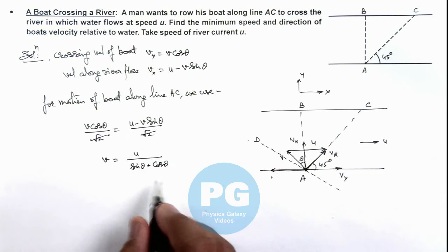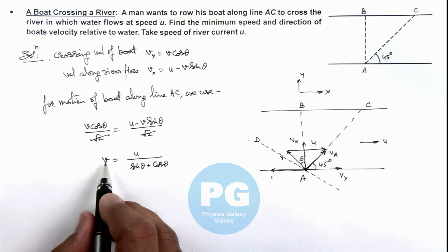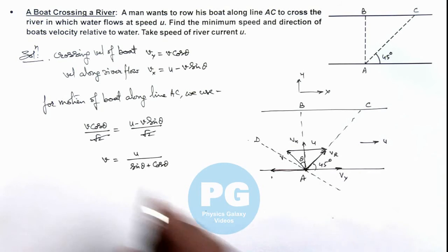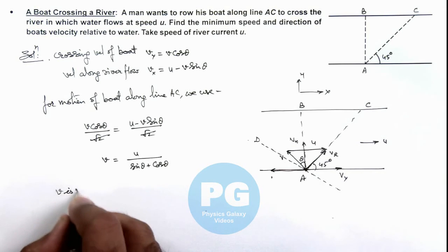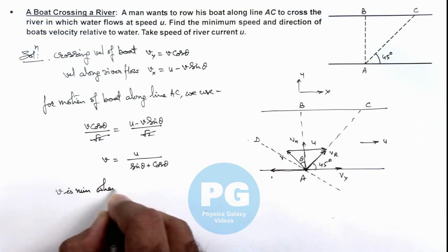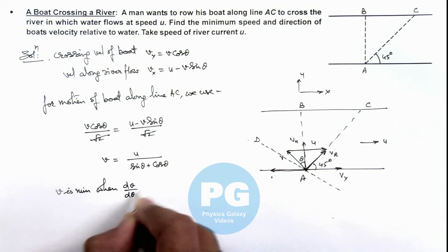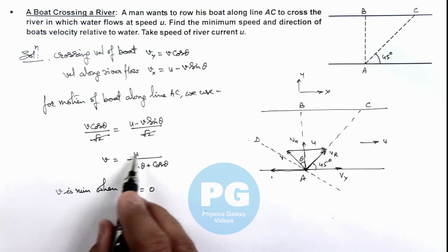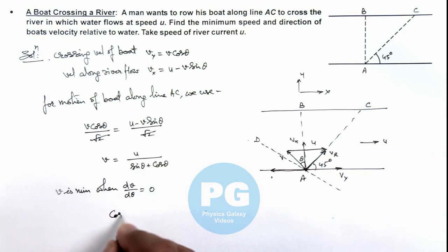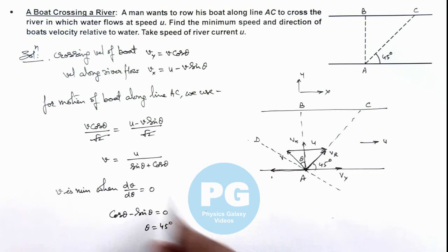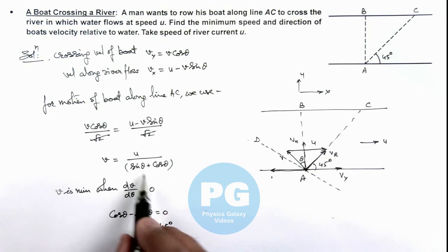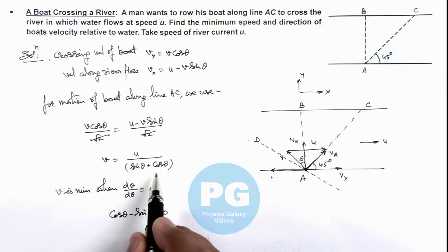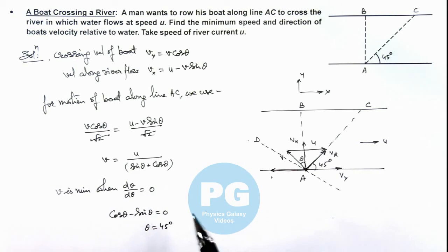Now we are required to find the value of v such that it is minimum and it is moving along the line AC. So here we can write for v to be minimum, dv over d theta is equal to 0, and here u is a constant. If we differentiate it, this will give us cos theta minus sin theta equals 0, which will result in tan theta equals 1, or theta equals 45 degrees. This you could have directly evaluated by trigonometry, that the maximum value of sin theta plus cos theta will be when theta is equal to 45 degrees.